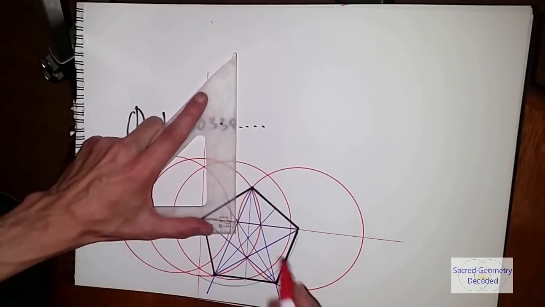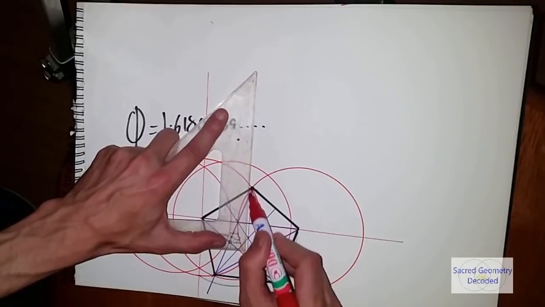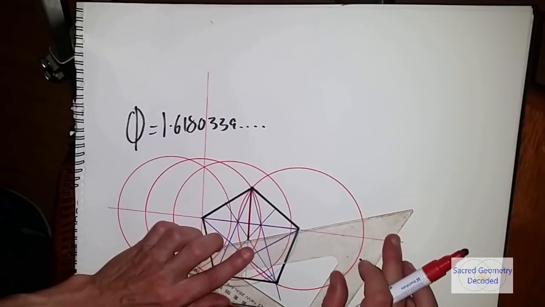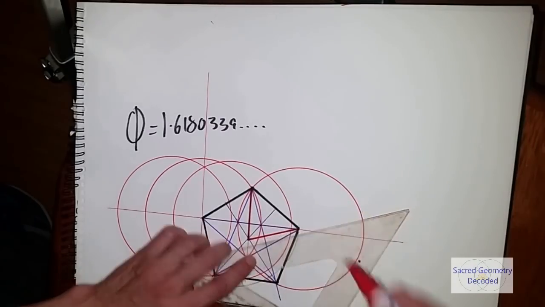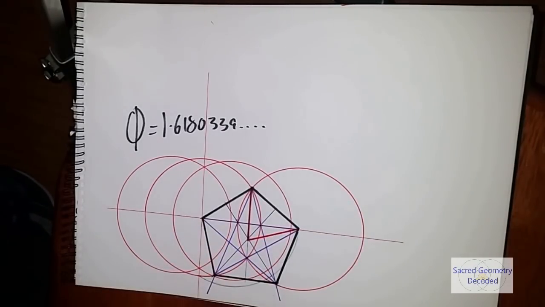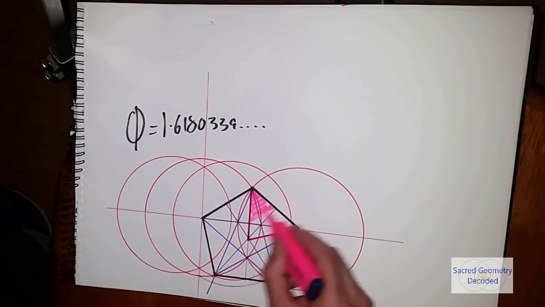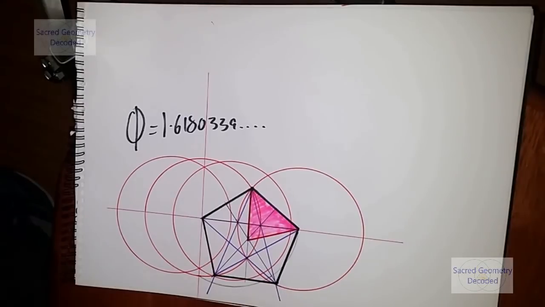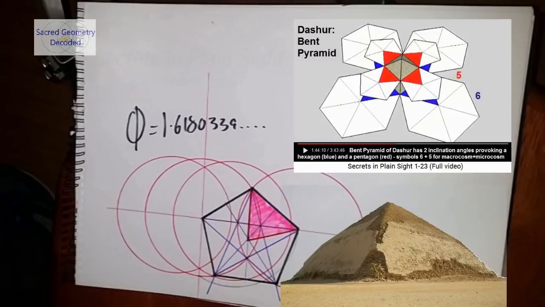Now from that center, I'm going to draw from the center to one of the points, and now with this, what we have is a description of the unfolded. If we unfold the top of the bent pyramid, or if we unfold the red pyramid, this is what we would get, the projection down.